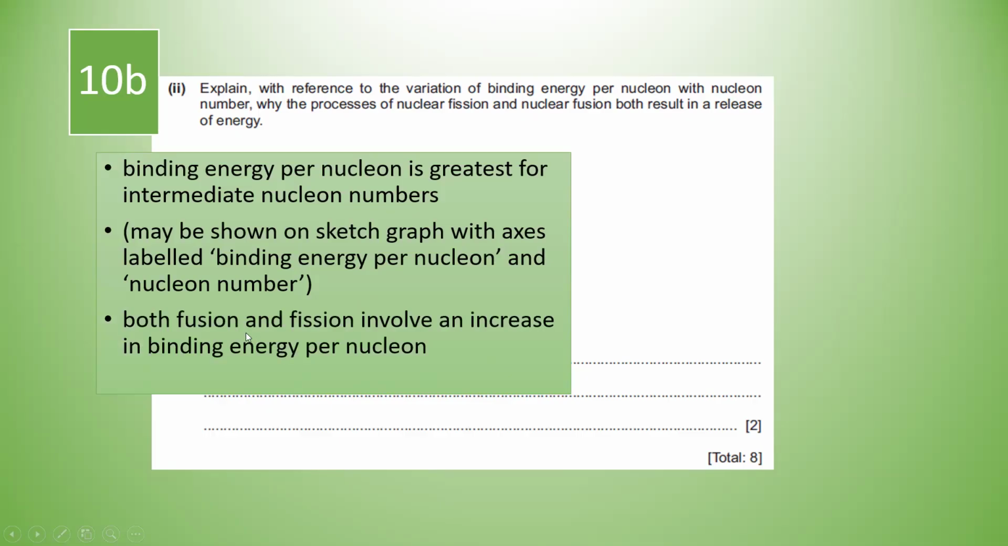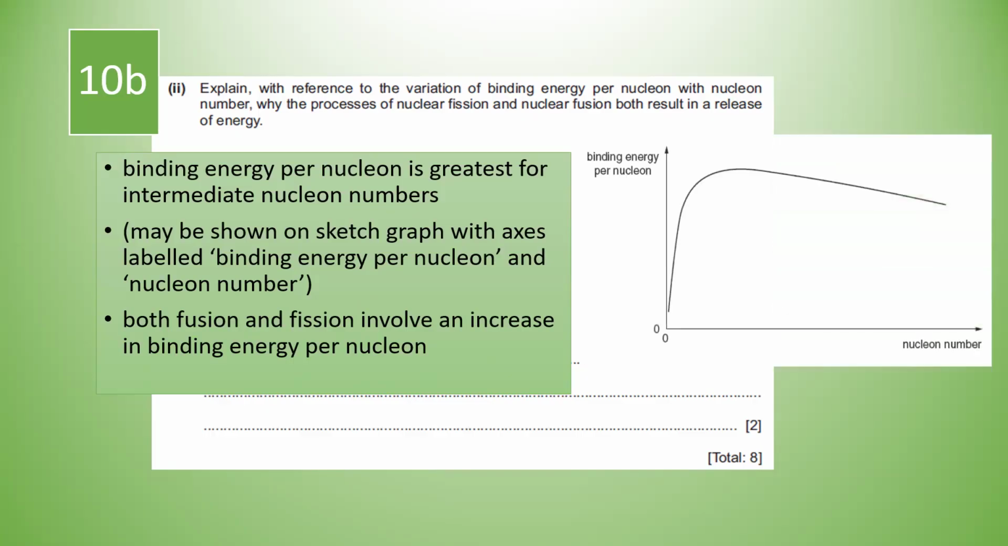Both fusion and fission involve an increase in binding energy per nucleon. You can draw this graph. Fusion, you have two from here, trying to form that one. There's an increase in binding energy. Fission, you have a product from here, break down into two somewhere around here. So there's an increase in binding energy per nucleon. Any comment? If not, let's go to a new paper.